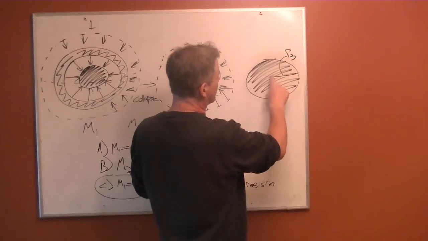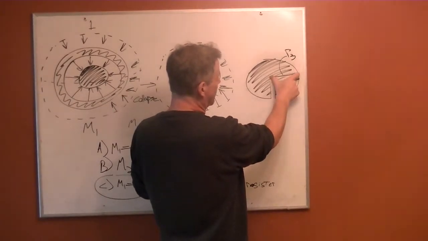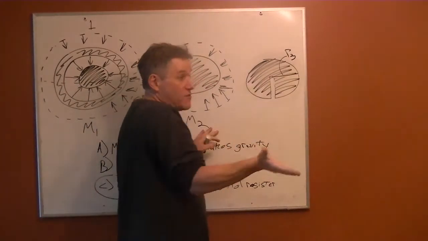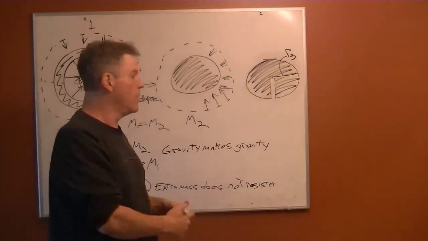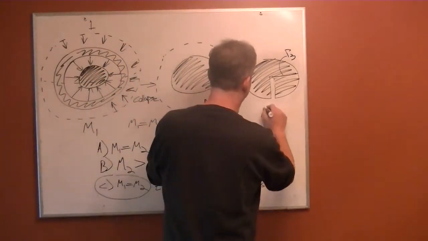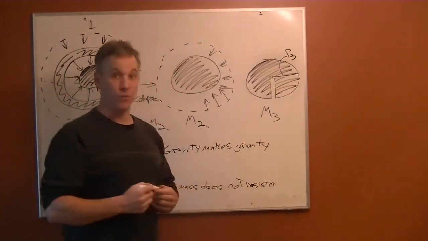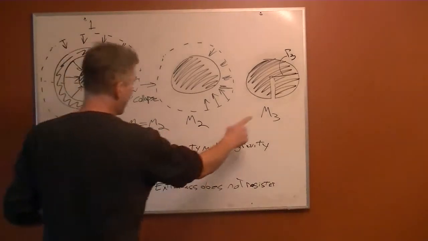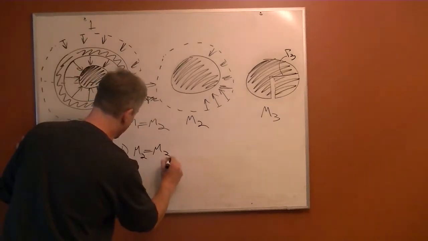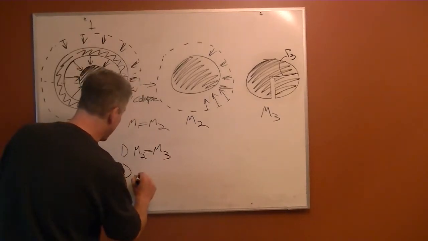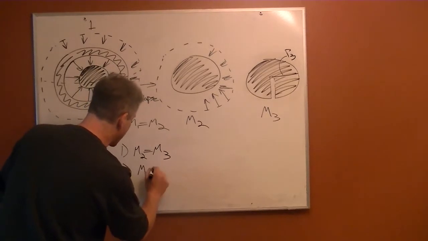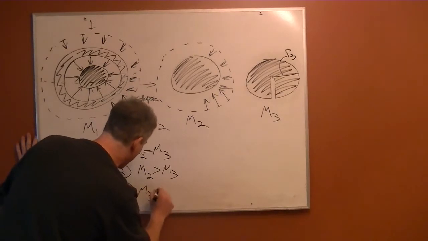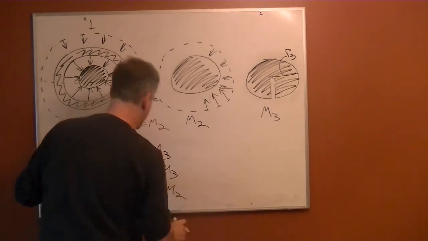What I'm using here is the radius. What's the radius of this thing? Well, from the radius, how much volume is there? Okay, how much mass would it take to fill up that volume? We're going to call that mass to fill up that volume M3. Question is, how do you think M3 and M2 compare? M2 is equal to M3. Do you think that M2 is actually bigger than M3, or do you think that M3 is bigger than M2?